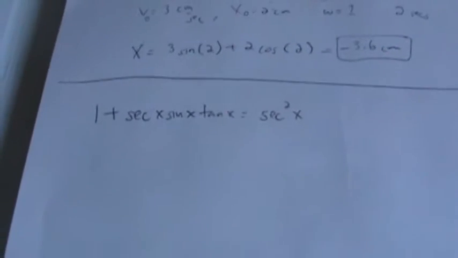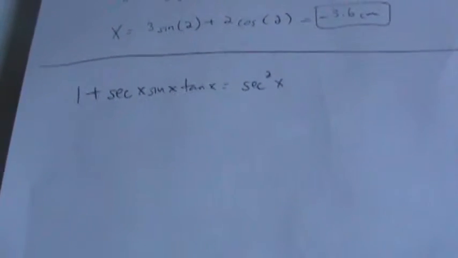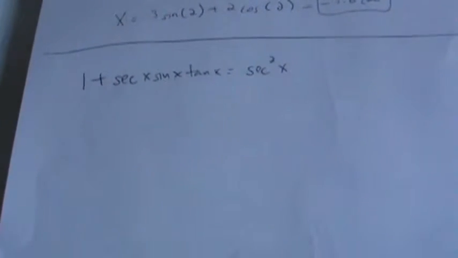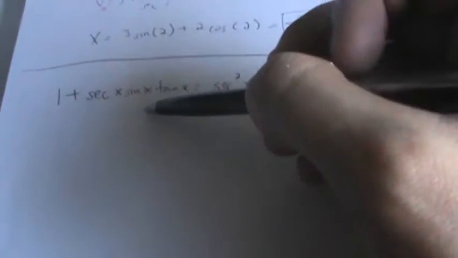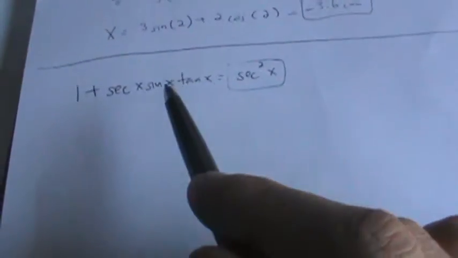Oh, there we go. Okay, so let me just write an equation out really quick. It's 1 plus secant x times sine x times tan x is equal to secant squared x. What if I told you to verify that this is an identity? What do I mean by that? Basically, how do I make sure that this equals this? So how does this whole thing equal this?